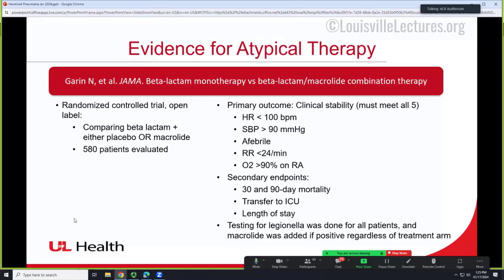So we're talking like amoxicillin, amoxiclav, ceftriaxone alone, or plus doxycycline or azithromycin. This was a randomized controlled trial on almost 600 patients. They were really looking at clinical stability and had a few secondary endpoints that, of course, every hospital system cares about. And if your patient was diagnosed with Legionella, they specifically went out and tested for Legionella so that they weren't missing these patients. You got treatment for that.